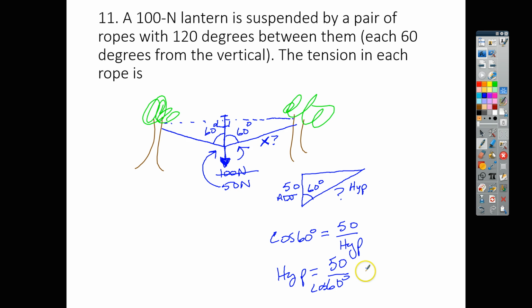And so now if you use your calculator and take 50 divided by the cosine of 60, what's funny is you do end up with 100 newtons in that rope. That's not a mistake. That's actually true. It hardly ever comes out that way, that the weight and the tension in one side of the rope are the same, unless you have a 60-degree angle, and then at that point you truly do.